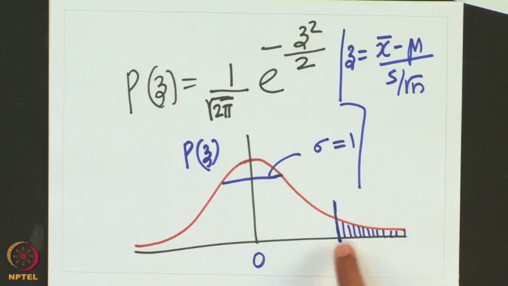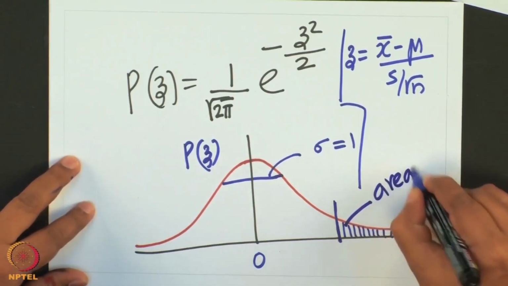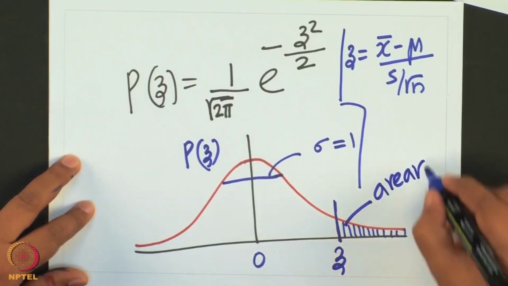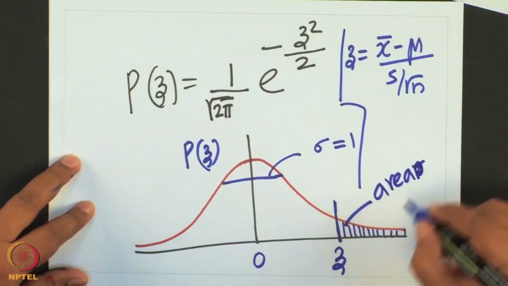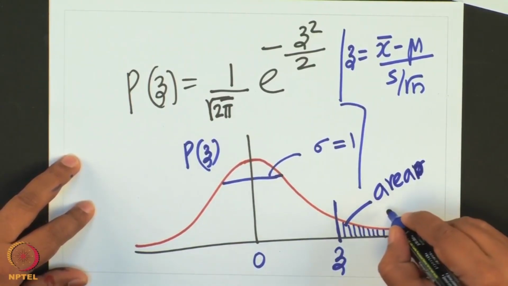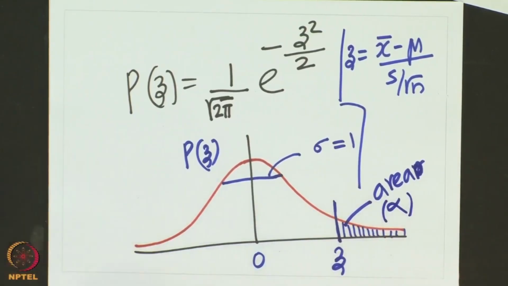So that error is this area. This area beyond the z value that you would get, this area beyond z, is an important quantity called alpha, which is called a type 1 error. So this area is called a type 1 error. So what is type 1 error?